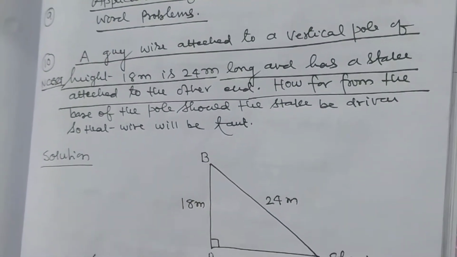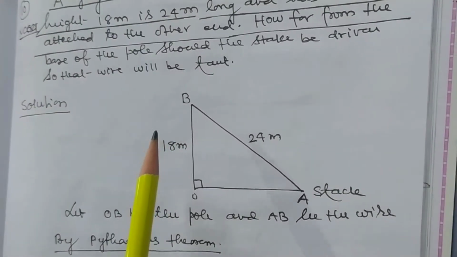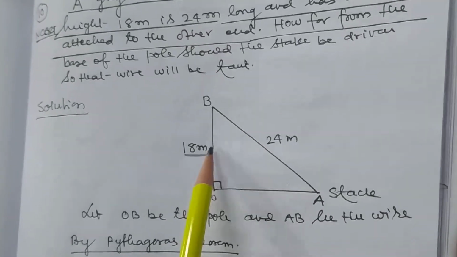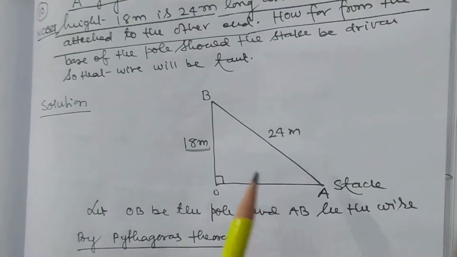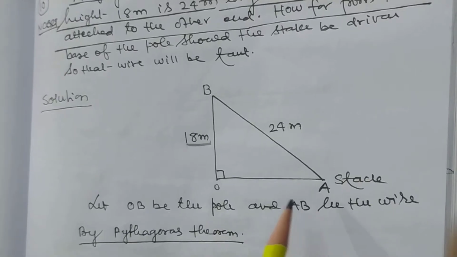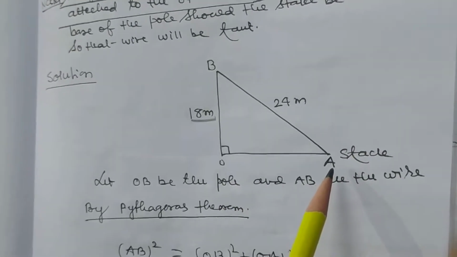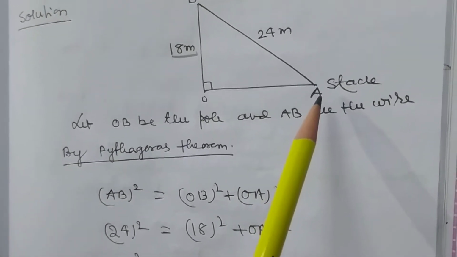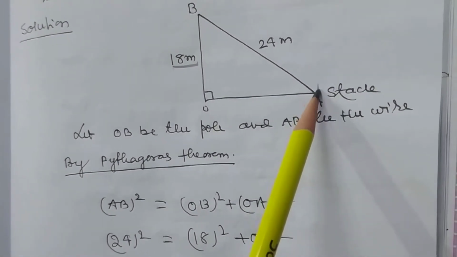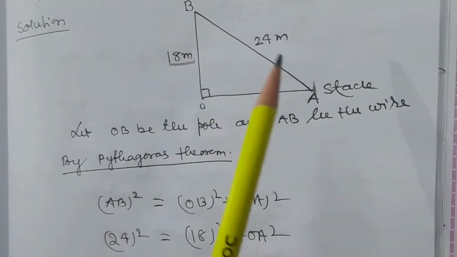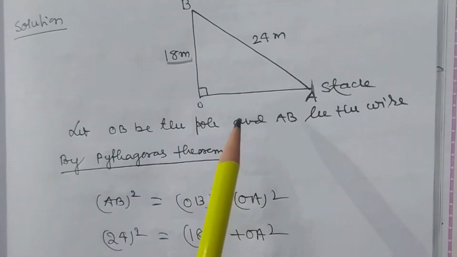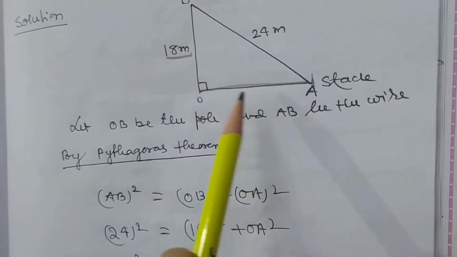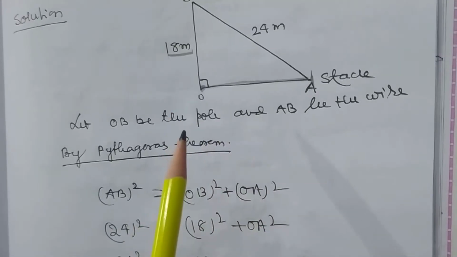My dear students, here OB is the pole having height 18 meter and AB is a wire. AB is a wire and it is tightly attached with this point A, and this is a stake. The length of AB is 24 meter. So find OA, the distance of the stake from the foot of the pole.